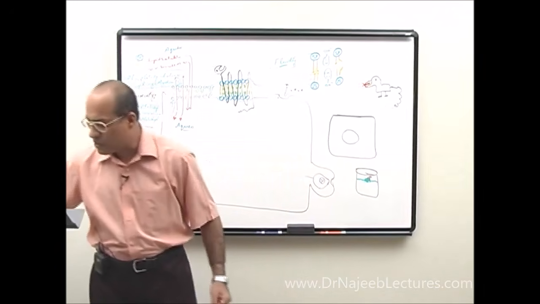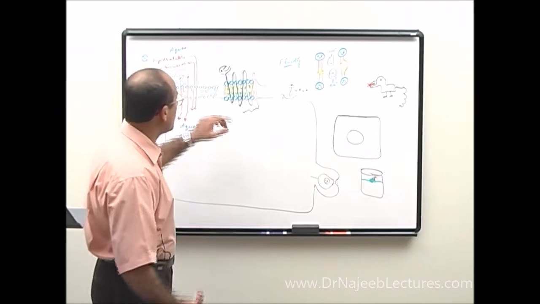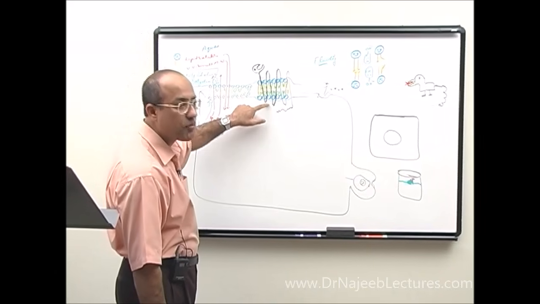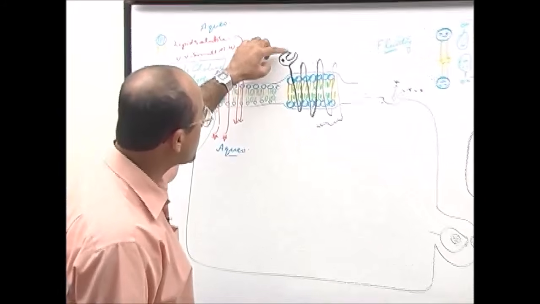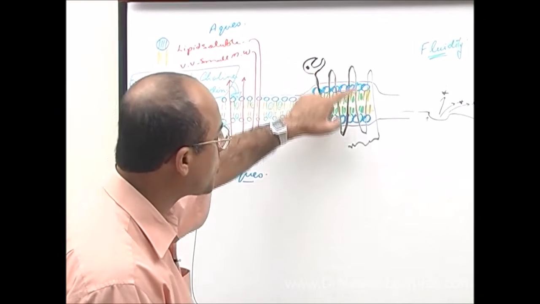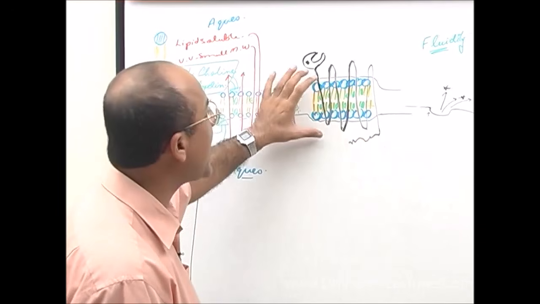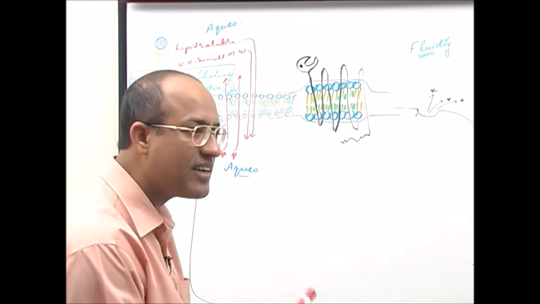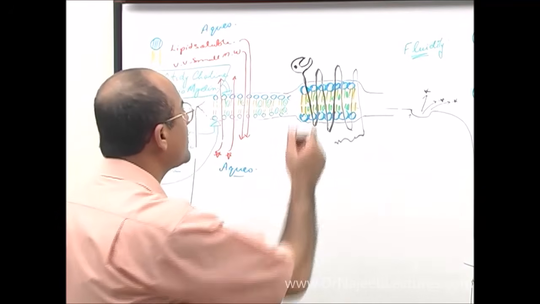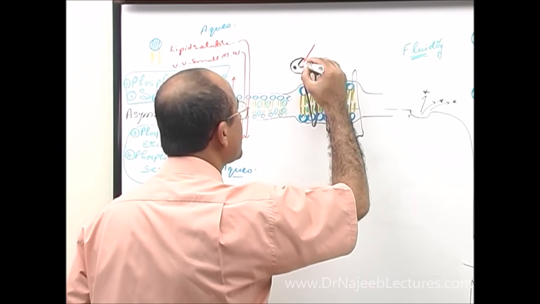Now, actually, what is this? This is also a receptor system. This black system is a protein or peptide chain which is acting as a receptor. Why do I say it is acting as a receptor? Because here it will receive the stimulus.